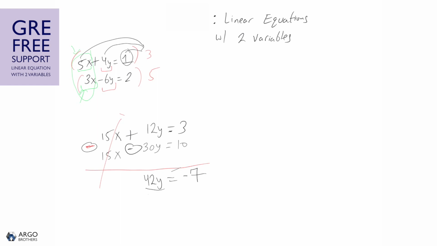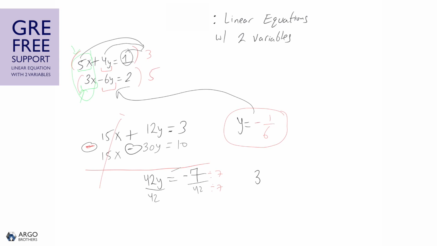And now I can divide by 42 on both sides, and I'm left with y is equal to negative 7 over 42. I can simplify that. If I divide by 7, I should get negative 1 over 6. Yes, this is an ugly, ugly answer, but it is the answer. y is equal to negative 1/6. And now, in order to solve for x, I can plug in this entire value over here. So I have y is equal to negative 1/6. Let's see what we get then.